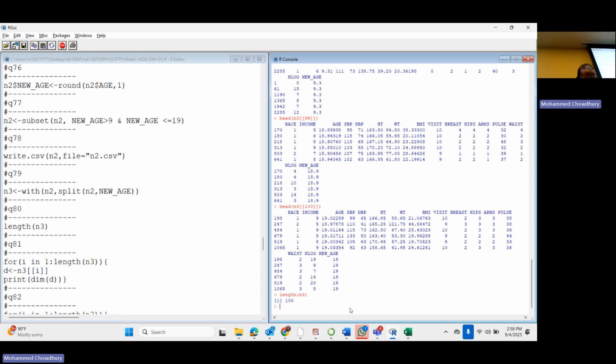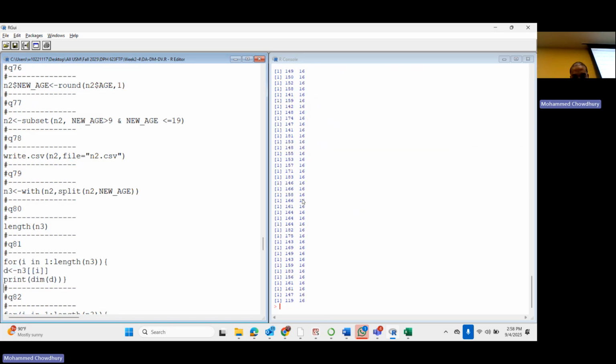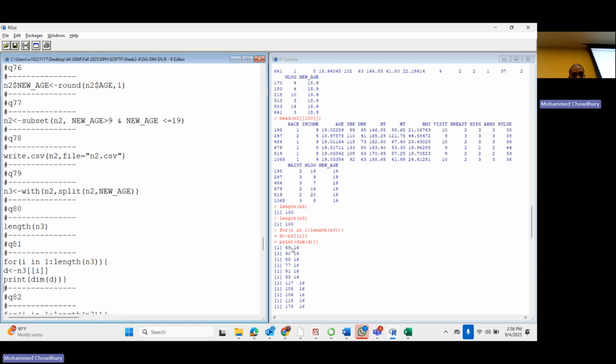So now, after these things, I have shown you the length of the data, which is 100. And then I want to see the dimension of each data. Take a look at that. The first data has 69 rows and 16 columns. So I run a single small loop: i equal to 1 to length of N3, that means 100. And then D equal to N3[i], i equal to 1, and print dimension of D. I want to see the dimension of D. And then I see 69 and 16.